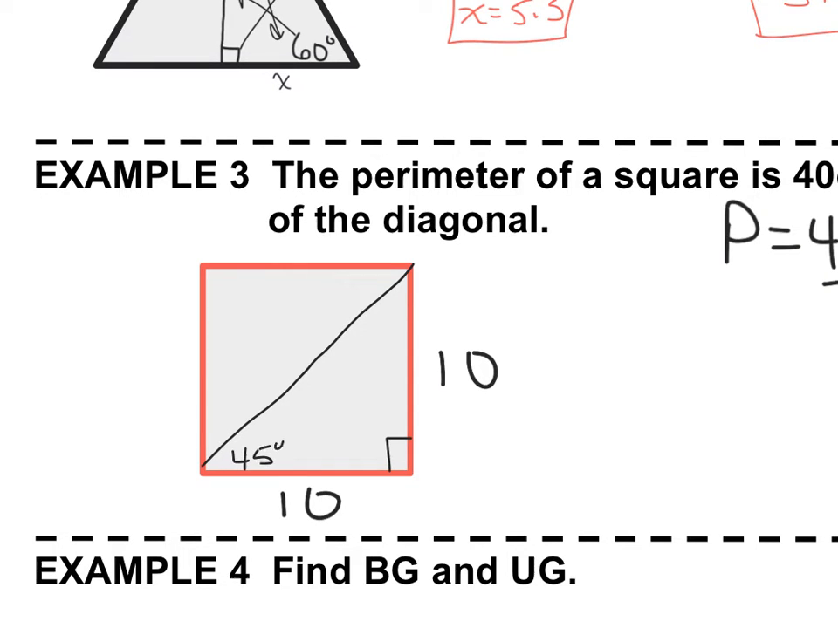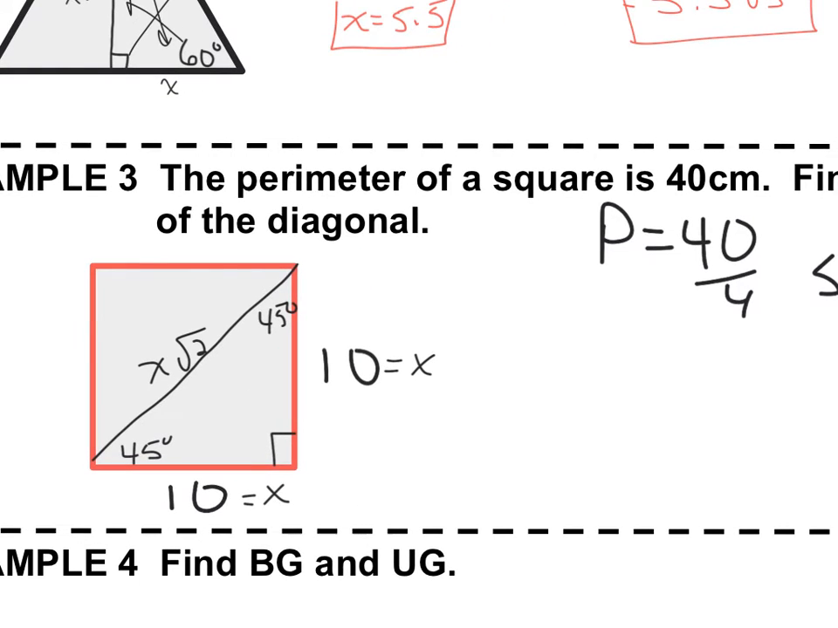Our 45s are in each corner, which tells me that the sides they gave us are actually equal to the x value, and I need to find the x square roots of 2. So another pretty easy one. If x is 10, then x square roots of 2 is just going to be 10 square roots of 2. So those three are pretty easy.